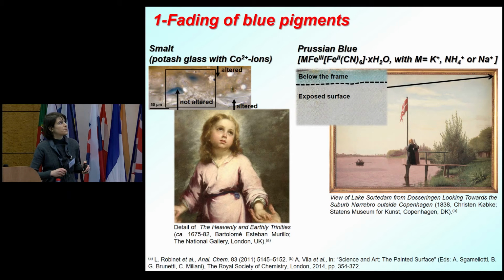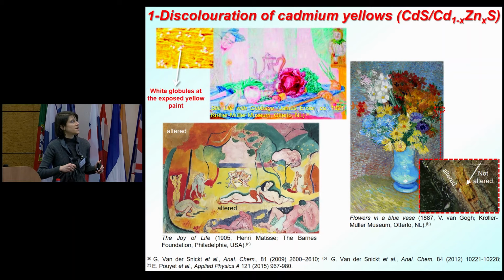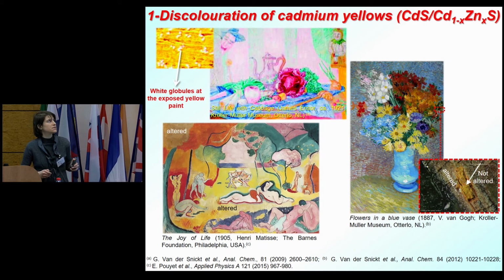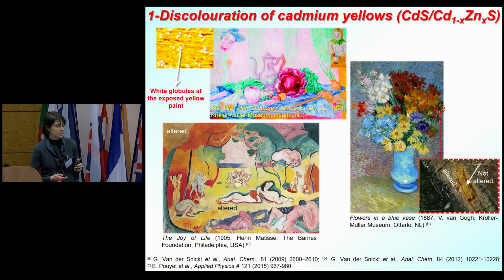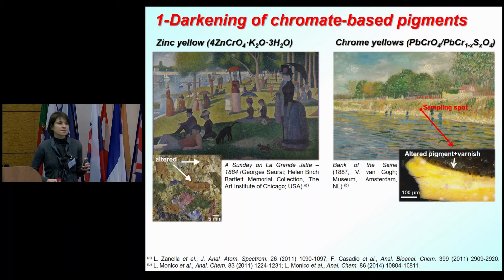Regarding the yellow pigments, we know that there are several types that tend to change color. One of these is the class of cadmium sulfide-based pigments, known as cadmium yellows, which were found in several artworks of impressionist and post-impressionist painters. According to previous studies, researchers found that this type of compound tends to fade. Among the yellow pigments, there are also other compounds that belong to the class of the chromate-based pigments that tend to darken.